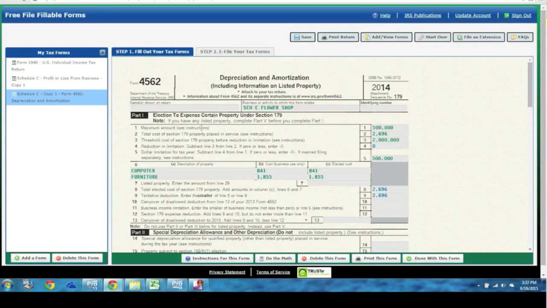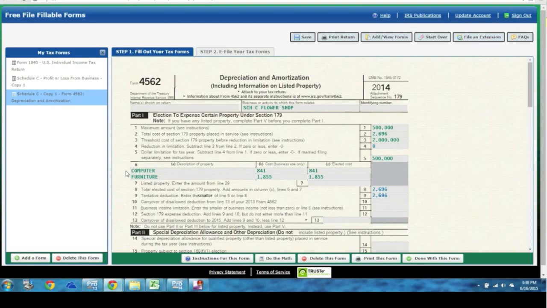And here's the maximum amount you can take: the $500,000, the $2 million threshold cost. His two pieces of equipment that he purchased are listed right here: a computer and furniture for these amounts. So the 841 plus the 1855 equals the 2,696. He gets to take that full deduction because he's taking the 179 deduction. If he did not, he would take it based upon the years of depreciation per equipment. I didn't say that right, I'm sorry.